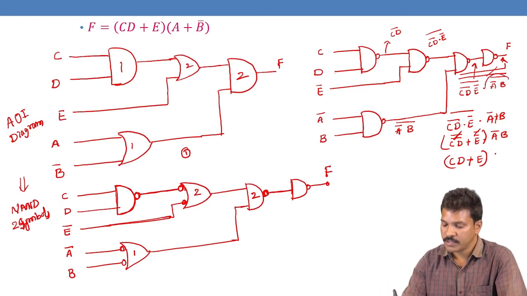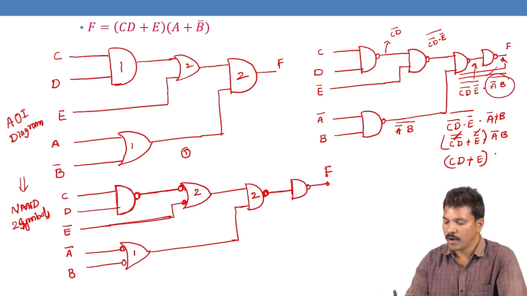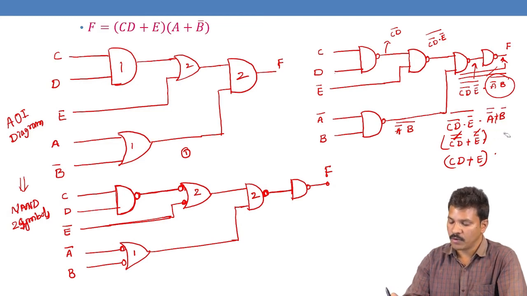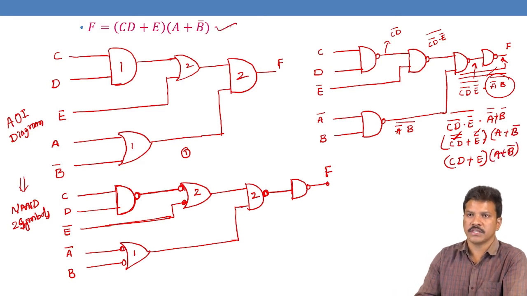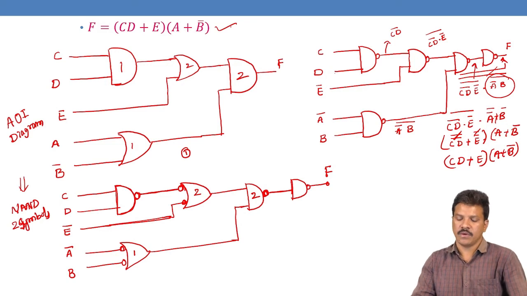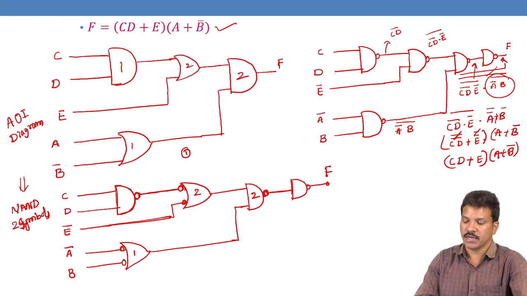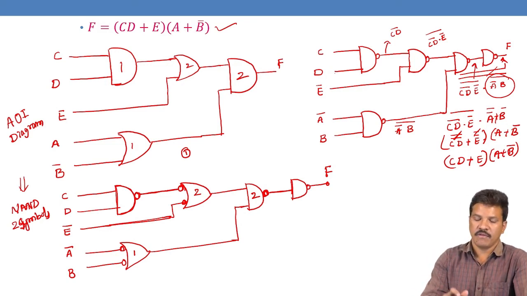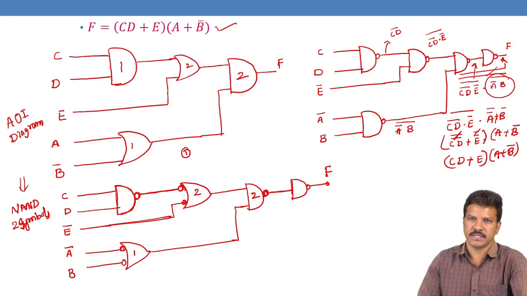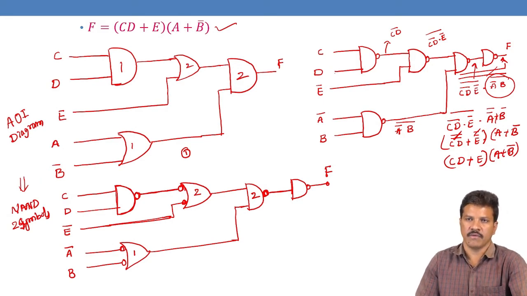This term, using De Morgan's, A bar plus B bar. A double bar means A only, A plus B bar. So we can get that A plus B bar. This is exactly equal to this function. So the NAND implementation and the Boolean function are the same. That means the Boolean function represented in AND-OR-inverter can be represented in NAND, which is the same.